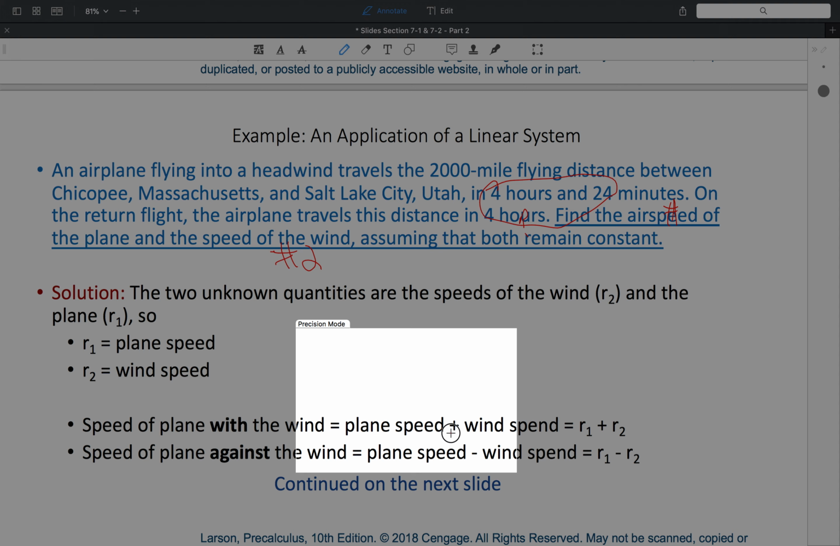And so if you want to know the speed of the plane with the wind, you're just going to add the two things right here. It's the plane speed plus the wind speed. That's how fast you're going with the wind. Imagine the wind at your back. Now imagine walking into the wind is going to slow you down. So when you go against the wind, it's your speed minus the wind speed, so R1 minus R2.